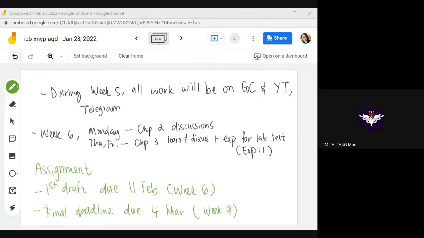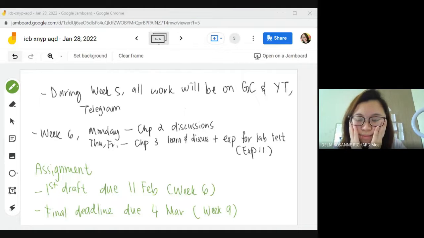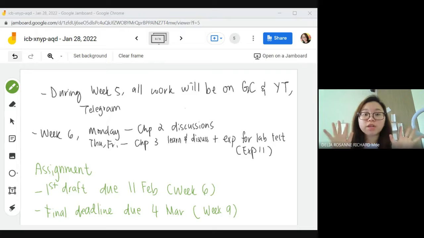Miss, so during week 5, we need to study for chapter 2, right? Yes. You can finish it in one day. I will only ask you to do chapter 2 sahaja. I will not add chapter 3 until we start new. Chapter 2 is actually very simple and straightforward. The information is there, tidak rumit. It's not gonna make you confused. Just that it might take some time to remember.